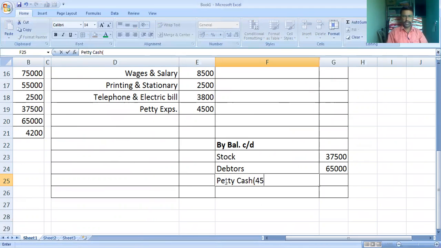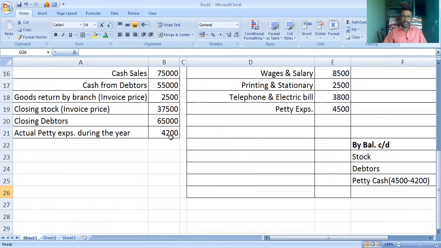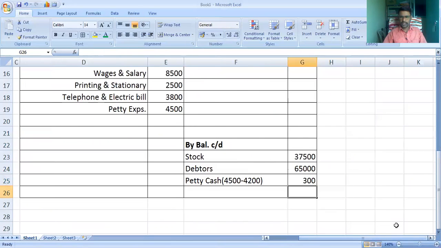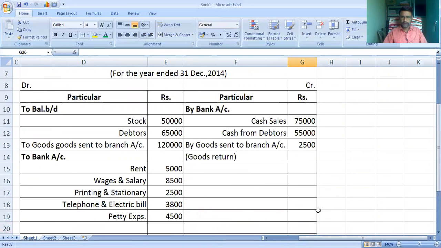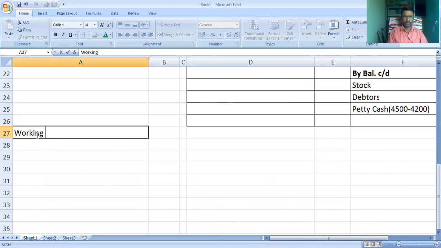For your understanding purpose, I am writing this here: 4,500 minus 4,200. The remaining balance 300 is going to the outer column. Out of this 4,500, 4,200 expenses during the year. It means remaining balance 300. Now I am taking working note of loading calculations. Working note for calculation of loading on.